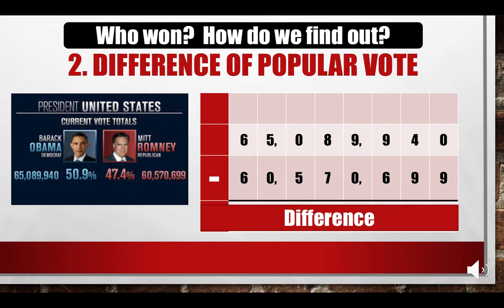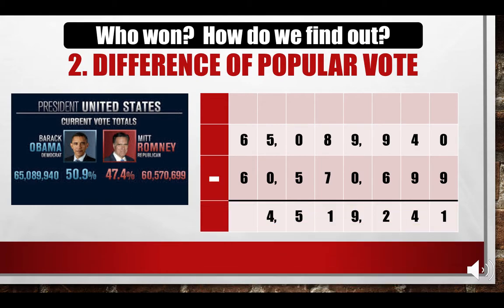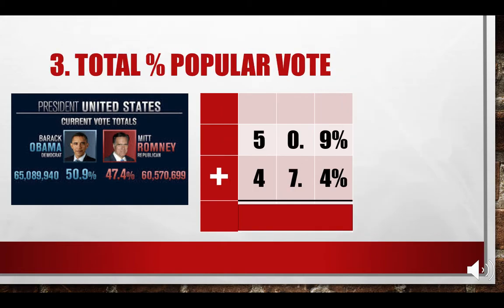Okay, we are back, and I'm hoping that you got the same difference as I did, which was 4,519,241. So you can see out of the 125 million people who voted, this was a tight election with only a difference of 4 million. It seems like a lot, but it was a pretty tight vote.